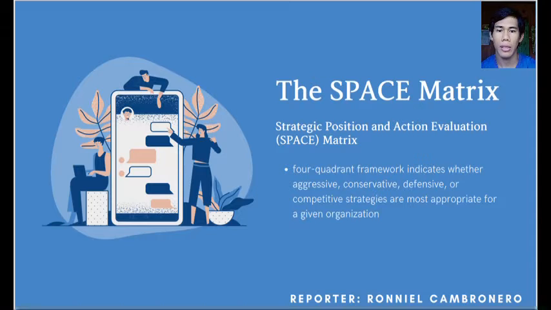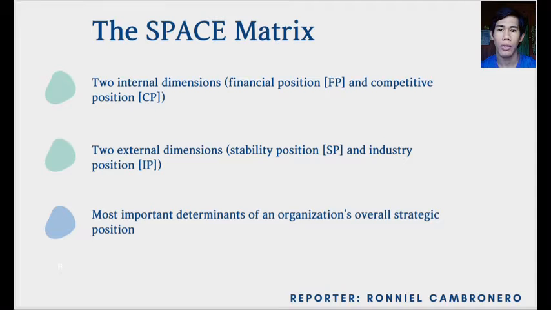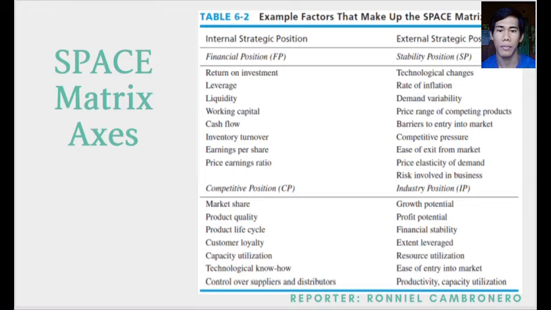SPACE Matrix, Strategic Position and Action Evaluation Matrix. The four-quadrant framework indicates whether aggressive, conservative, defensive, or competitive strategies are most appropriate for a given organization. Two internal dimensions are financial position and competitive position. Two external dimensions are stability position and industry position. These are the most important determinants of an organization's overall strategic position.